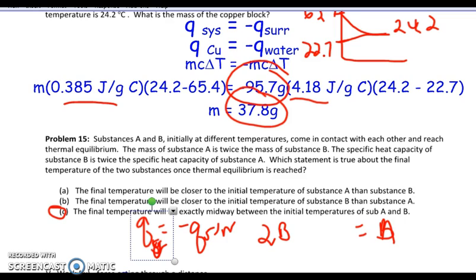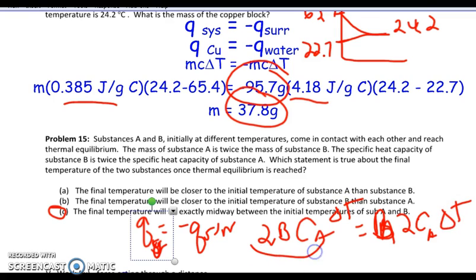But what else do we know? The specific heat capacity of substance B is twice the capacity of A. This is a B right here. Hopefully you saw that. So then delta T and delta T. So what do you notice? That these all kind of cancel out, and it's not going to be closer to one thing or another thing. It's going to be smack dab in the middle. Hopefully you can read that.